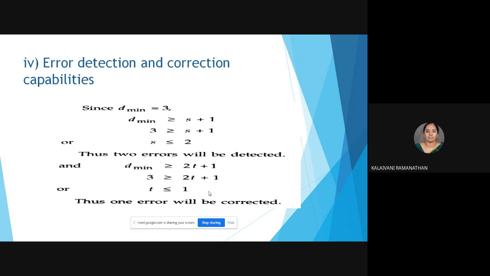Then d minimum is greater than or equal to 2t plus 1. This is the relationship for correcting the errors. So 3 greater than or equal to 2t plus 1. So t is less than or equal to 1. So you'll be able to correct one error.